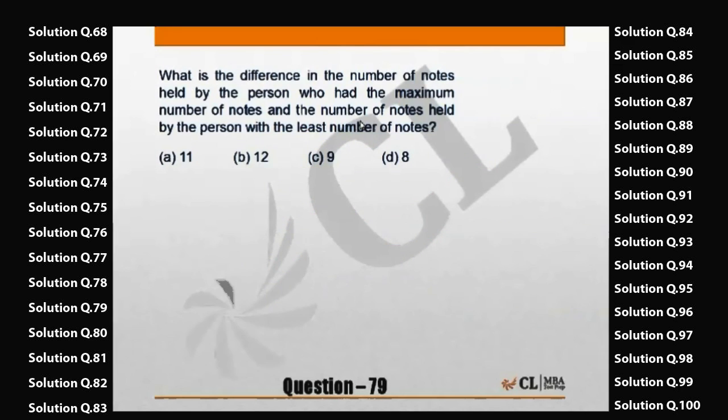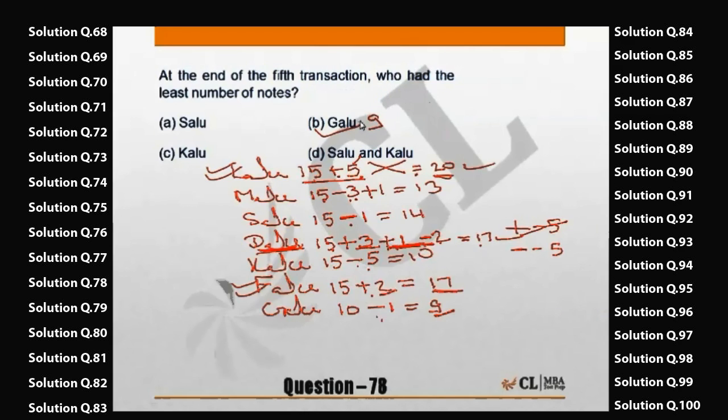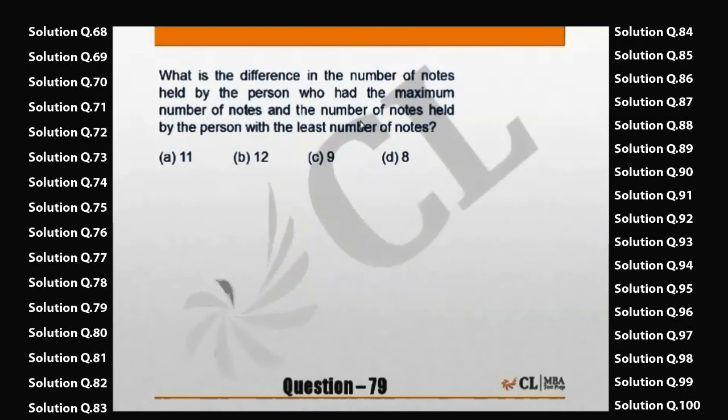What is the difference in the number of notes held by the person who had the maximum number of notes and the number of notes held by the person with the least number of notes? So coming to the previous slide, you can easily see that Lalu was the person who got the maximum number of notes, which was 20. And the person who got the least number of notes was Galu, which is 9. So the difference of 20 and 9 is 11. And you know the answer here also, 11.